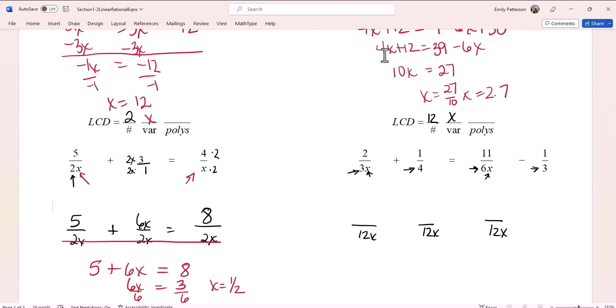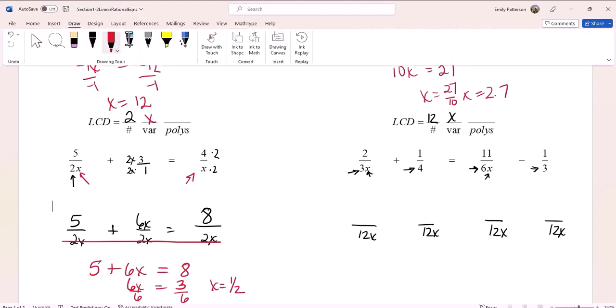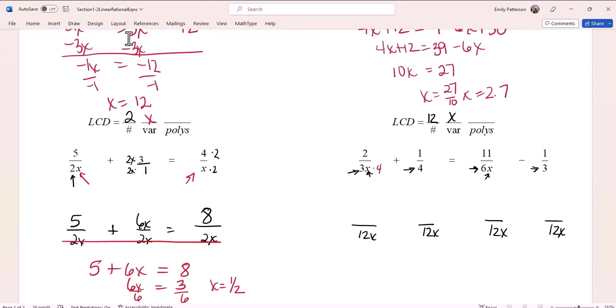And if I've chosen the right LCD, there should be an easy multiplier on every denominator. So this one, going from 3x to 12x, needs to be multiplied by 4. And whatever we do to the bottom, we have to do to the top. That's old school fractions. Okay. Pause the video and find the other fractions. Hopefully this is what you ended up with.